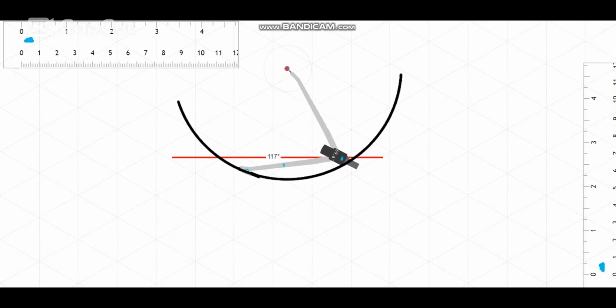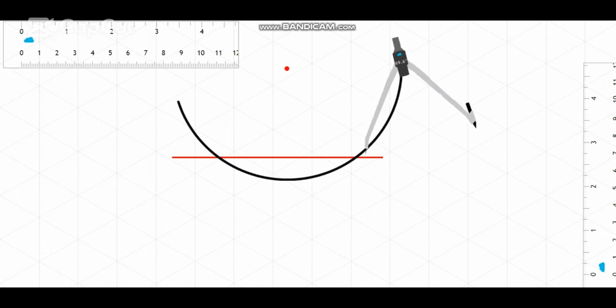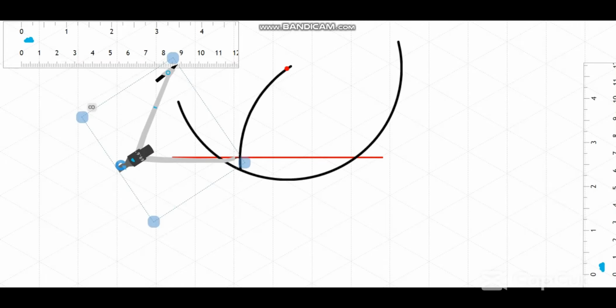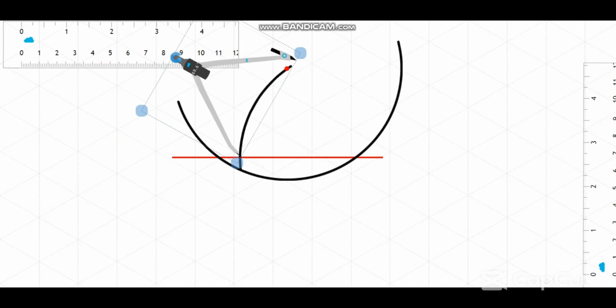Parallel line given a point. Using the point as the center of the compass, once again, use a radius greater than the distance of the line and point. Create an arc. With the same radius, use one of the intersections to create an arc passing or touching both the point and the line.